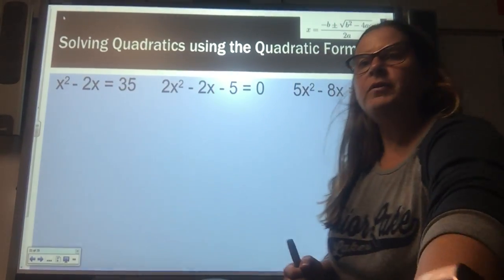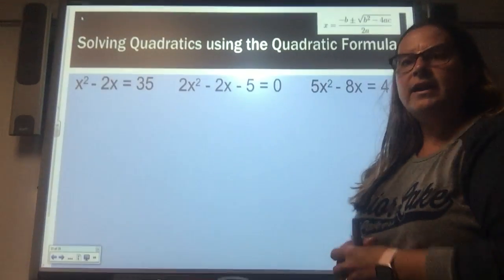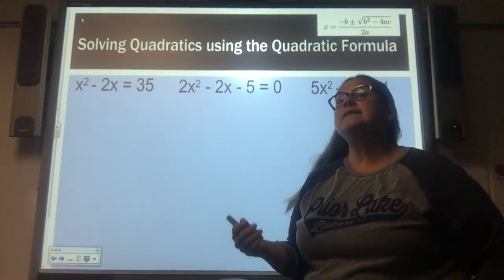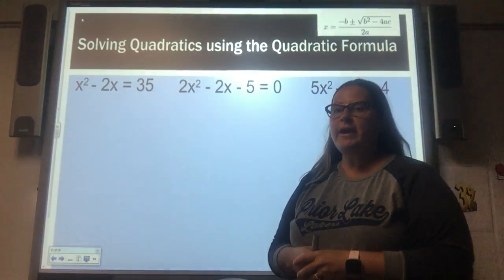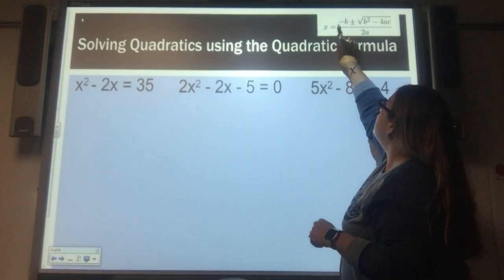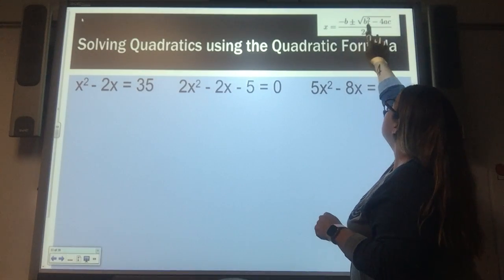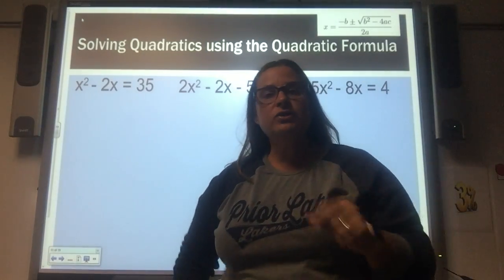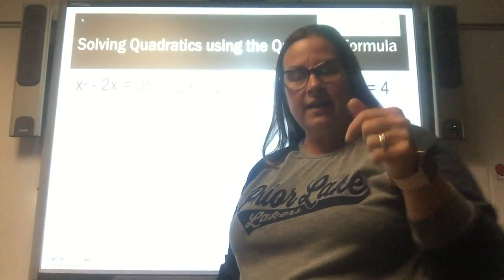All right, here we are working on solving quadratics using the quadratic formula. I'm not sure if Mr. Flatten sang for you last year or Miss Quinn, but the song goes, for me to help you memorize it: x equals opposite b plus or minus the square root of b squared minus 4ac all over 2a. I want you to have that memorized for this class.